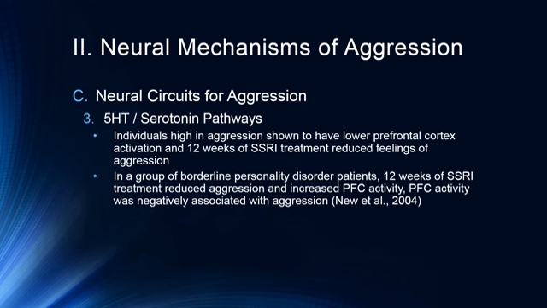Building on this research, in a group of borderline personality disorder patients, they demonstrated that after 12 weeks of selective serotonin reuptake inhibitor treatment, they showed reduced aggression and increased prefrontal cortex activity, and that prefrontal cortex activity was negatively associated with aggression. So the more prefrontal cortex activity we saw, the lower the aggression. So this demonstrates that there is a strong case for this 5-HT receptor serotonin pathway being involved in this top-down control of aggression from the prefrontal cortex.